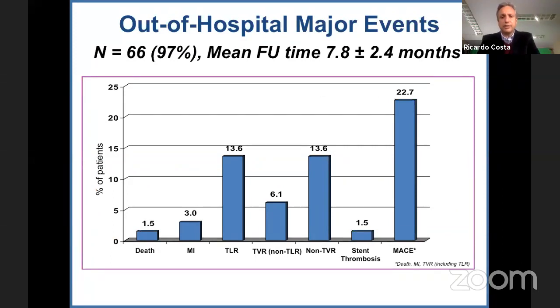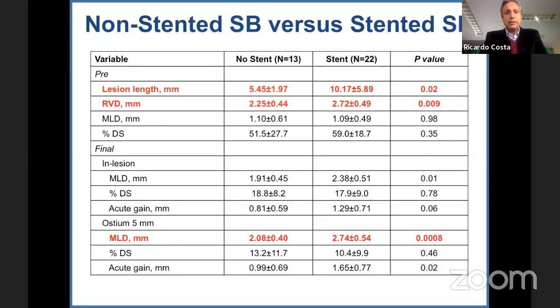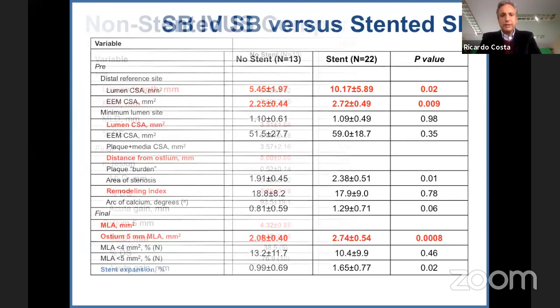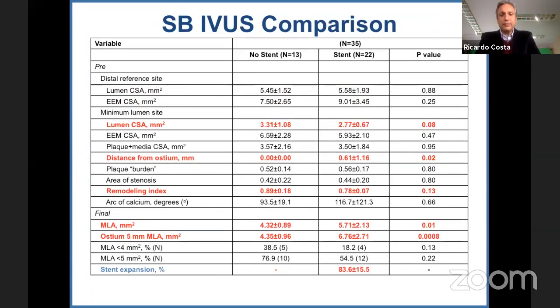Out of hospital major events, we have 13.6% TLR and 13.7% non-TVR, TVR 6.1%, overall MACE accounting 22.7%. And interestingly, when we compare the stented side branch versus a non-stented side branch, the stented side branches were longer lesions, larger vessels with a more severe disease. When we compare the IVUS analysis, we are also dealing with more severe stenosis and longer lesions also detected by IVUS, with more significant negative remodeling at the ostial location.